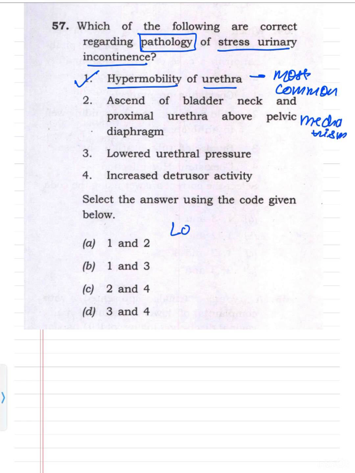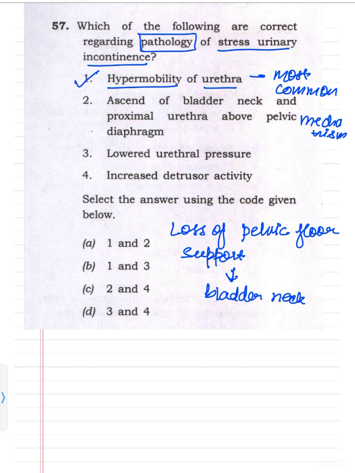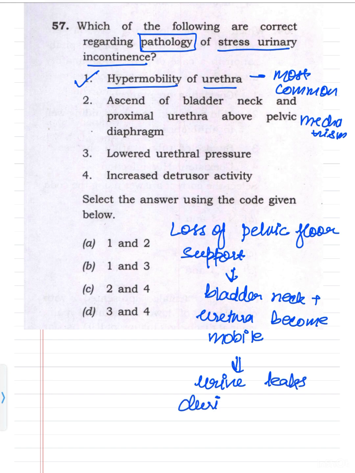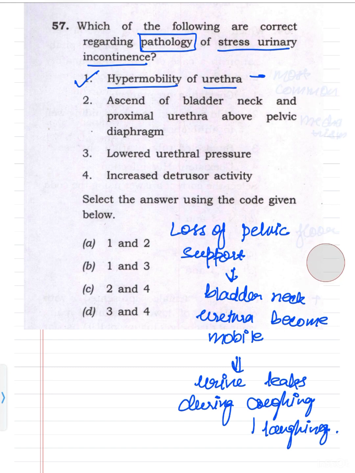So what happens? That there is loss of pelvic floor support, leading to bladder neck and urethra becoming mobile. So they become mobile, which leads to urine leaks during coughing and laughing. So whenever the abdominal pressure increases, the urine is going to leak. So first is correct.